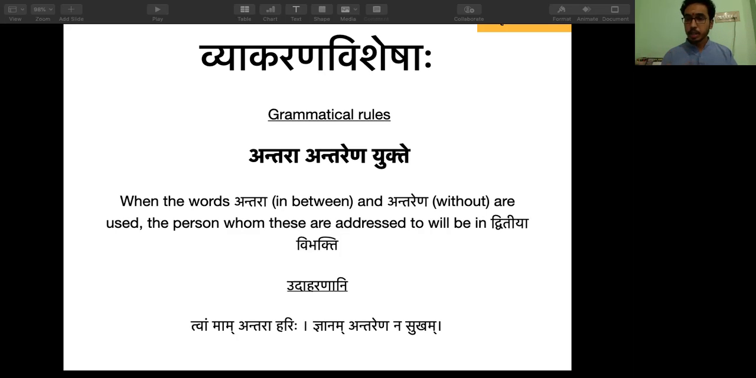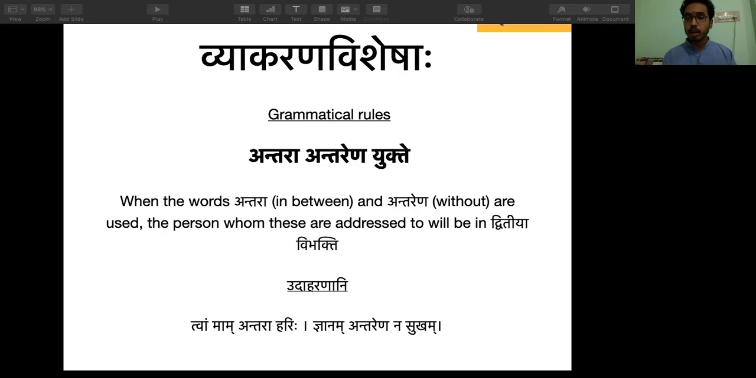If you convert it into Kannada, Ninna Mattu Nanna Madhyadalli, and try to translate it into Sanskrit, it would become Shashti Vibhakti. That is why in this rule we specifically mentioned Antara Antarena Yukte. And again, Antarena, without. Jnanam Antarena na Sukham. Without knowledge, there is no happiness. In Kannada, Jnanavu illadiddare, it would become U, that is Prathama Vibhakti. But here, according to the rule, Antarena is used.